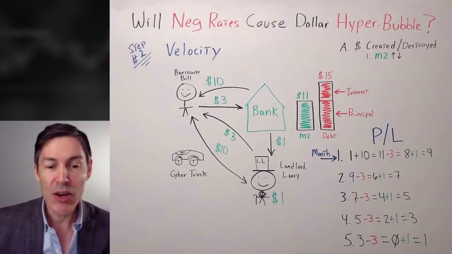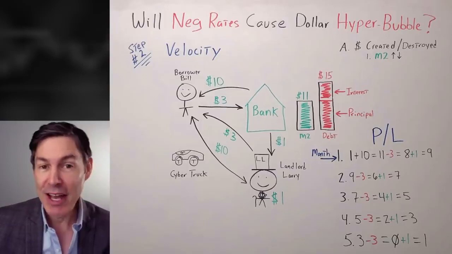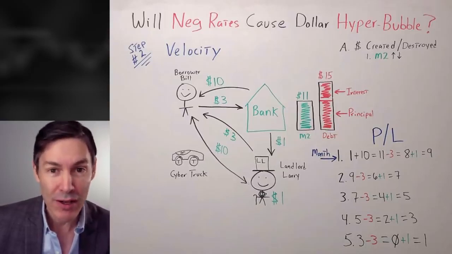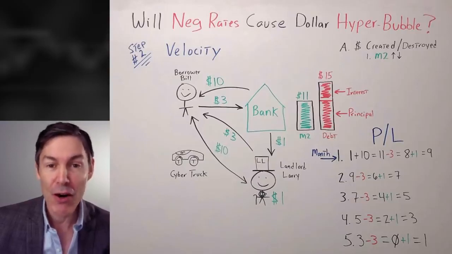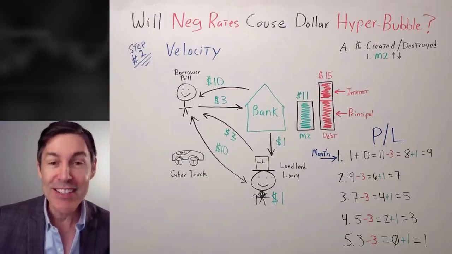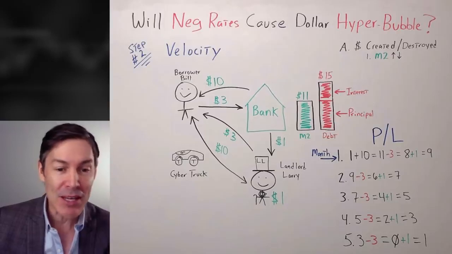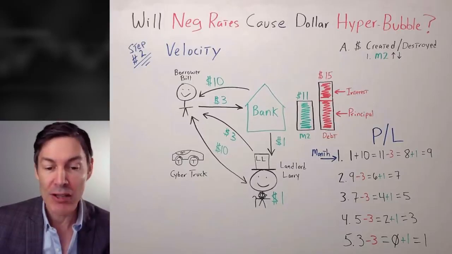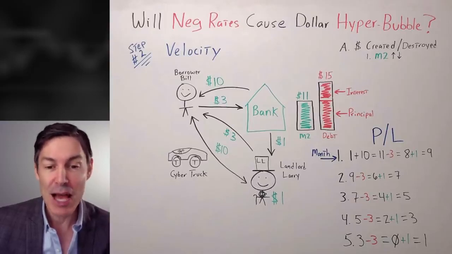So he needs to go to the bank and borrow $10 because Landlord Larry is going to sell him his Cybertruck for $10 so Bill can drive Larry around and make some money. So Bill goes to the bank, says, "Listen, I need a loan for $10." The bank says, "Fine, here you go." The bank gives him the $10. Borrower Bill gives the $10 to Landlord Larry. Landlord Larry sells him his Cybertruck.